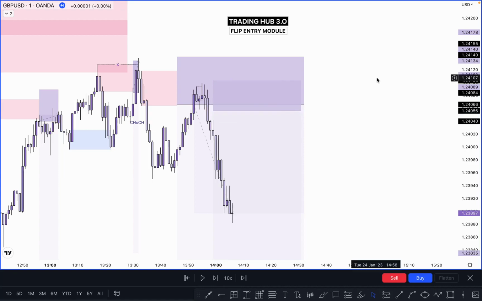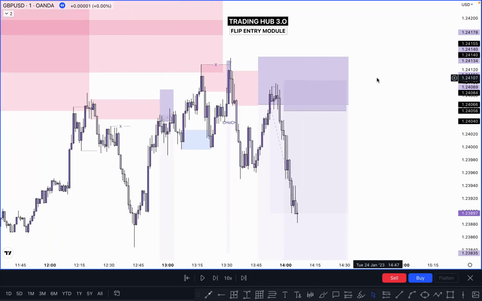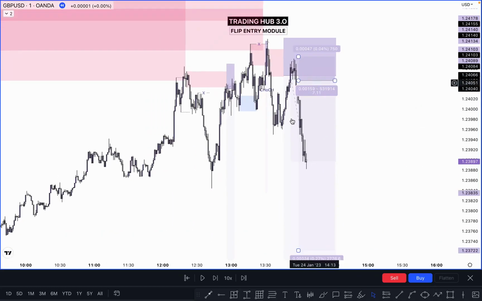Even though this entry is valid as per our entry plan, it doesn't mean that every time you will get an entry. Okay, sometimes you miss, sometimes you hit the stop loss, sometimes you catch. Okay, the main thing is how you can manage the winning trade. Okay, so let's see what happened next after this one.